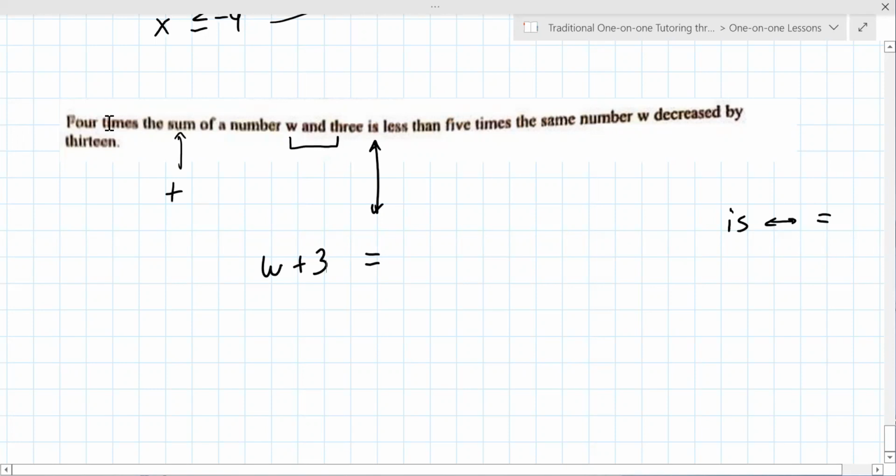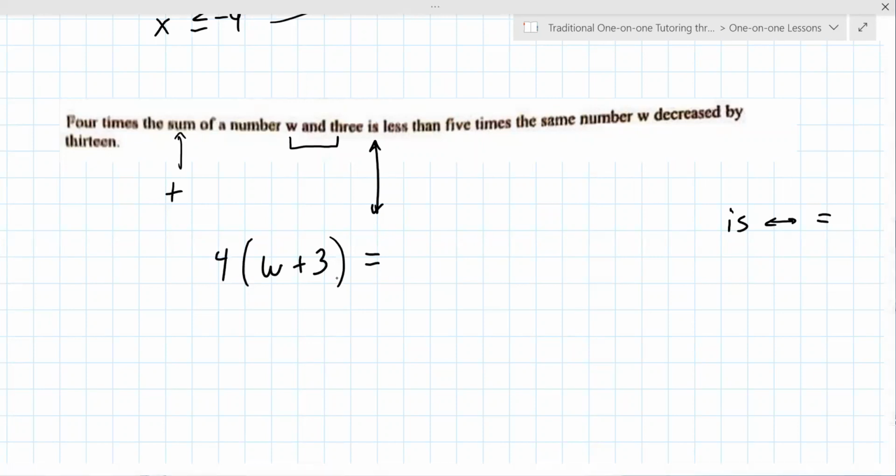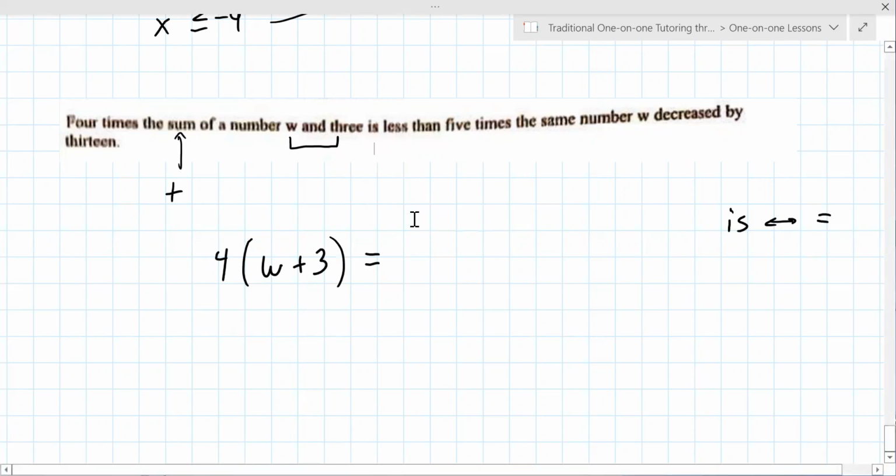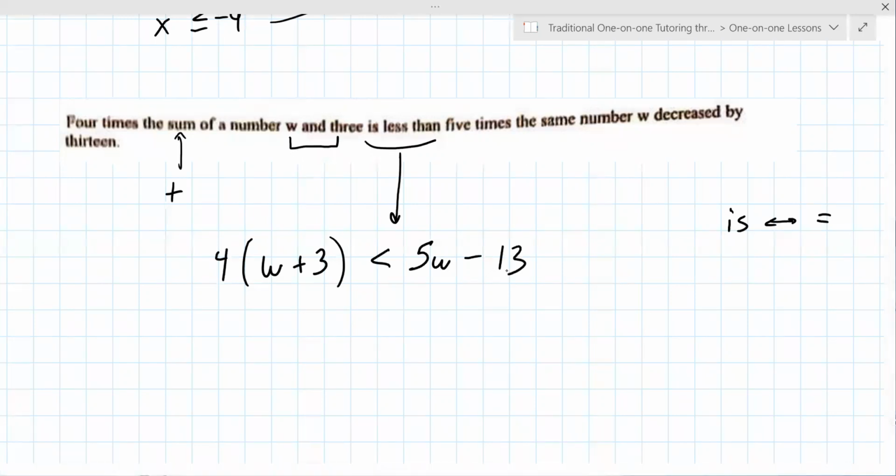4 times that. Yeah. So it's hard for me not to just tell you the answer here. And you did get that. That's really good. I'm sorry, I misread this. So I messed this up too. "Is less than" is an inequality. Sorry about that. 5 times the same number W decreased by 13. So actually, this is totally correct. This is completely correct. This is actually your first line as well.